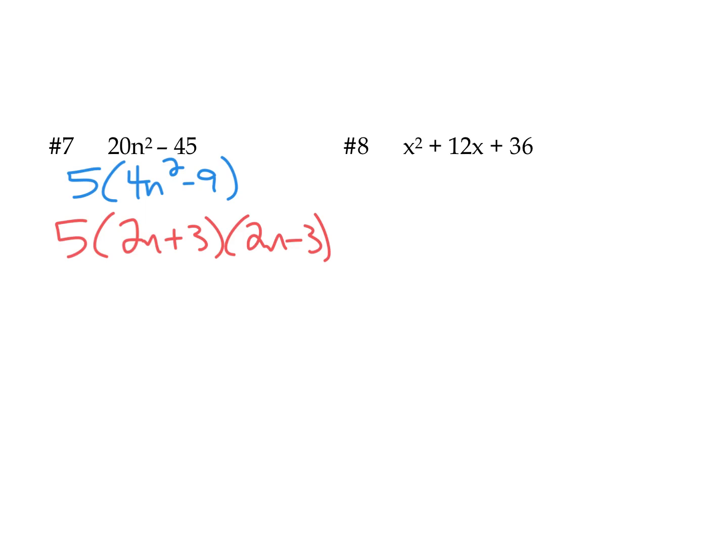Number 8, we're going to look for a common factor, but there is none, and it is one of our special patterns. This is a perfect square trinomial. That's going to give me x plus 6 squared. 6 times 6 is 36. x times 6 is 6x, doubled would give me the 12x in the middle. So again, look for a greatest common factor, and also look for those special patterns to factor completely.